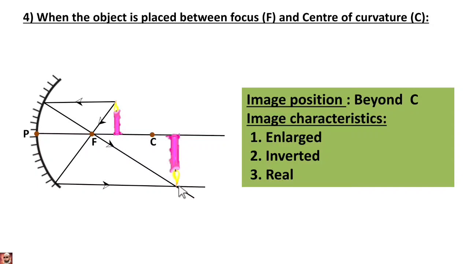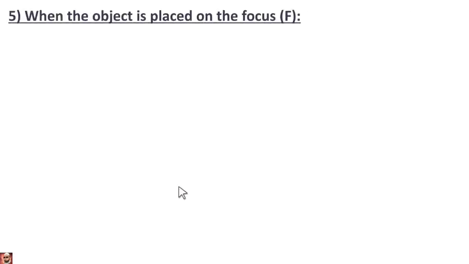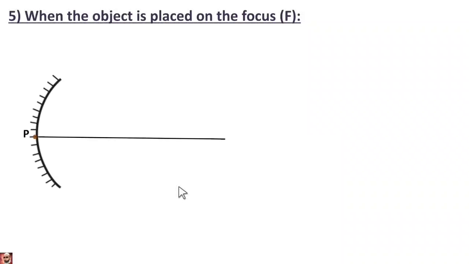Now the next position, when the object is placed on focus. This is the converse of the first diagram, when the object is kept at infinity. When the object is at infinity, we know that the image is formed at focus. We know the converse of that one, when the object is kept at the focus, we can say the image will form at infinity. Let's see the diagram. So the object is kept at focus. So you have to follow the first rule, parallel to the principal axis, passing through focus. But here we cannot use the second rule to draw the ray diagram.